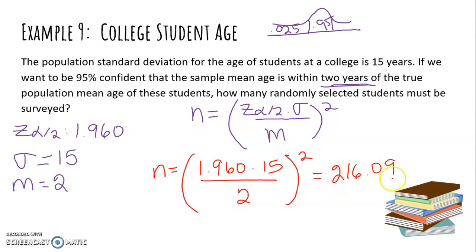Anyway, we've got our correct answer, but remember we need to round it up to the next whole number, which would be 217. And that hopefully makes sense because this is a sample size. You can't sample 216.09 people. So if we only sampled 216, that's not enough because you need that extra 0.09. So to make sure you have enough, you bump it up to the next number, which would be 217 people would be what we would need.